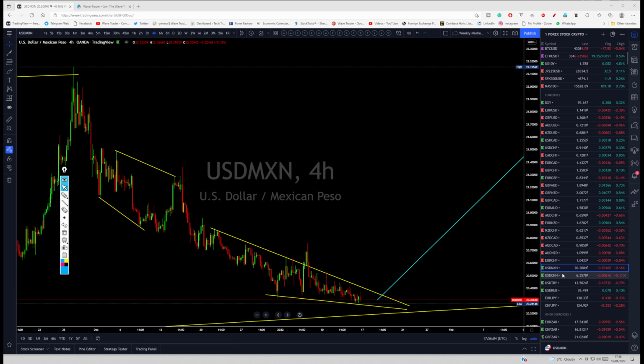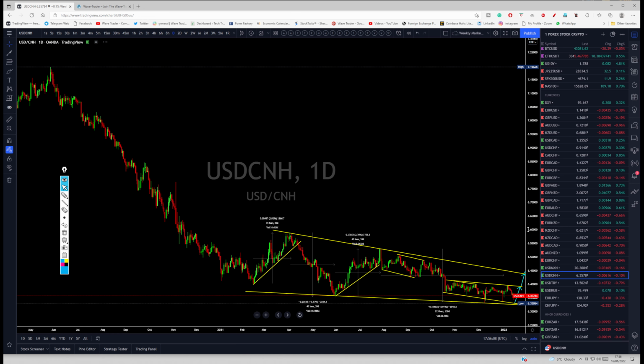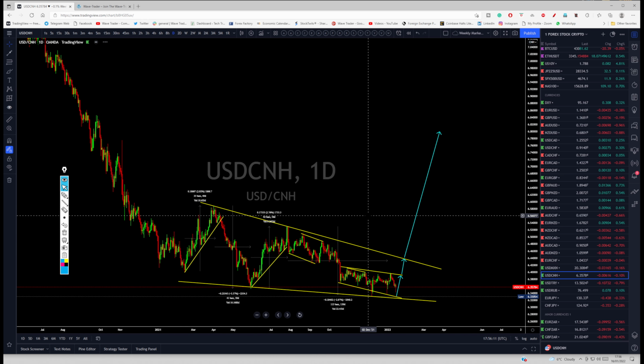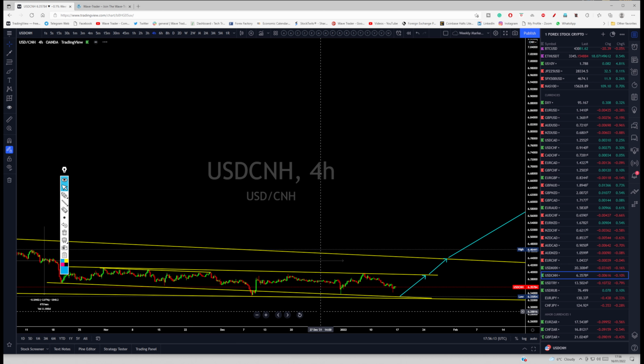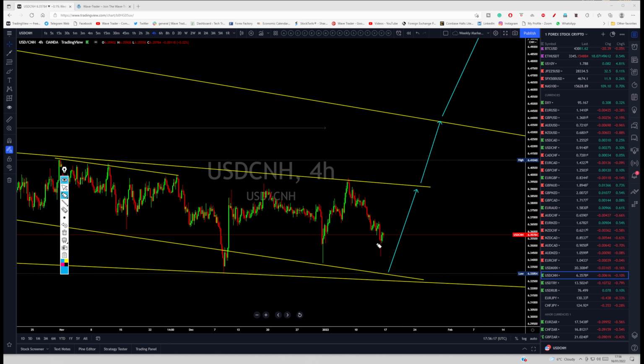So, dollar Chinese yuan is a longer-term buy opportunity, and this wedge is going to break up for more upside. As said previously, every time it is forming a new low, you are looking at this as a short-term buy opportunity, and longer term, a sharp breakout of that wedge.